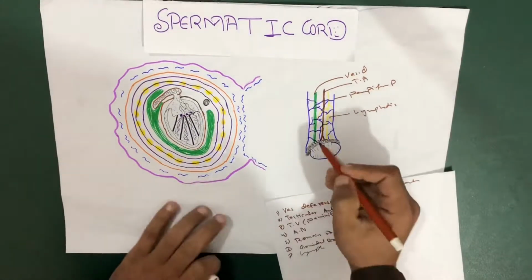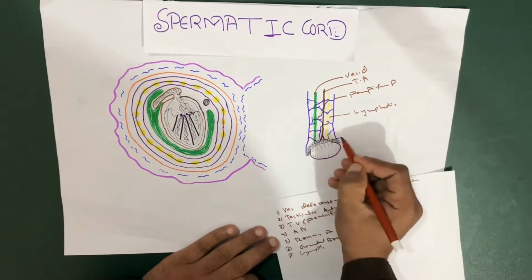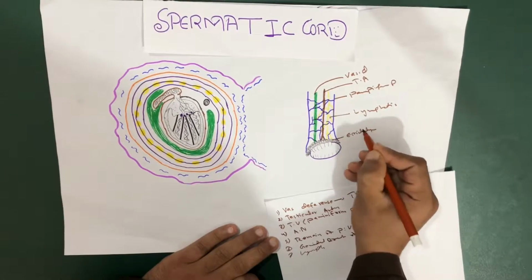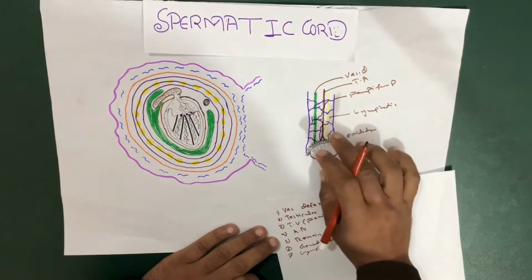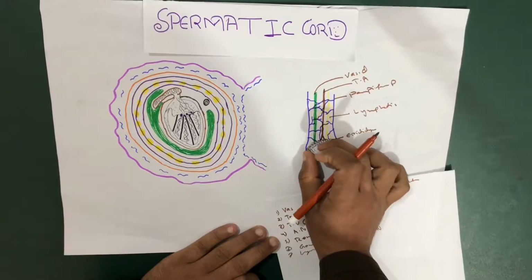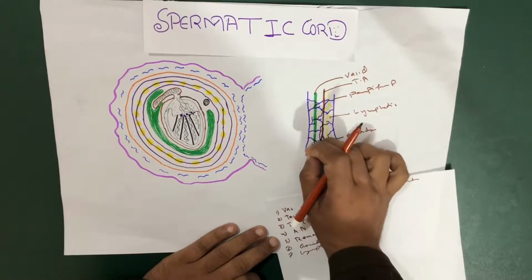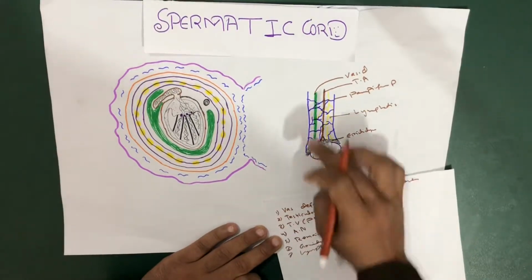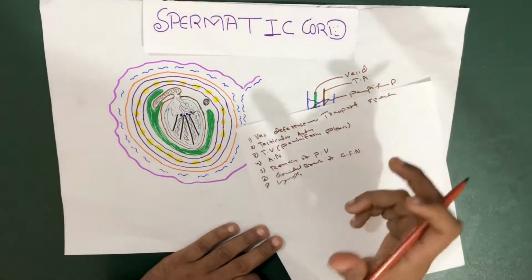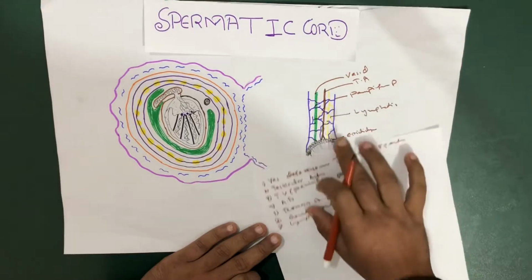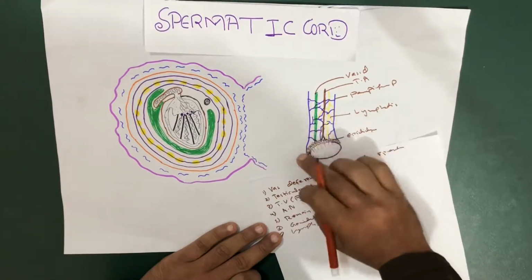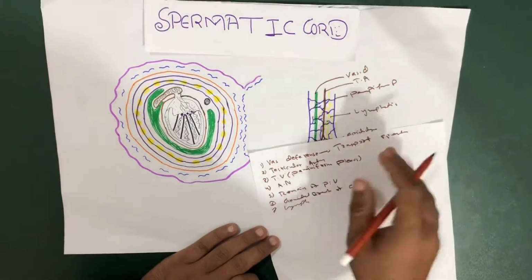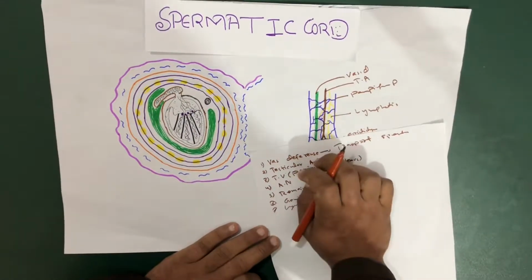Remember, it's connecting to the epididymis. This is your epididymis, right? This connects the epididymis and takes your spermatozoa from your epididymis, going upward and ending up in the urethra. So the vas deferens, very simple, is a muscular duct taking your spermatozoa from your epididymis towards your urethra. That's it.